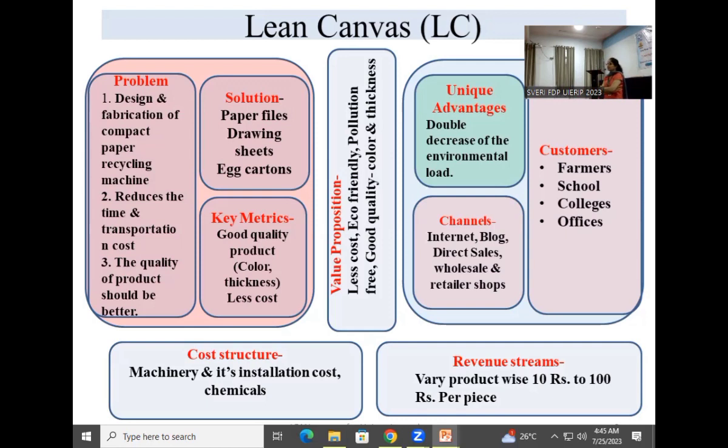What is the double decrease? Sometimes we just burn the wasted paper, and due to burning of that, CO2 is created. And second, we have to shift this paper to the paper industry, so transportation cost is there. So double benefit. At the institute itself, we have recycled it. You are producing drawing sheets or egg carats, which means you are generating revenue itself. Anyway, these papers are going to be wasted.